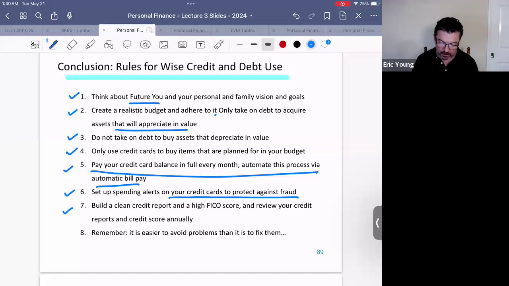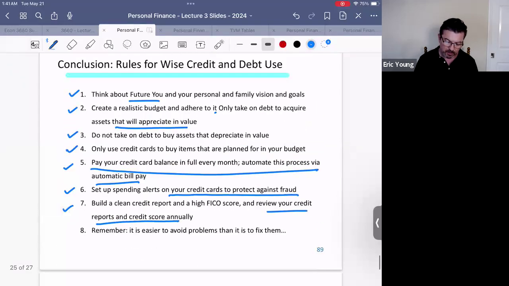Work really, really hard to build a clean credit report and to earn a high FICO score. And once you have that clean credit report and that good FICO score, work even harder to protect it. Review those scores and reports annually to make sure you're keeping good progress. And then finally, remember, this is a life lesson in finance and everything else.